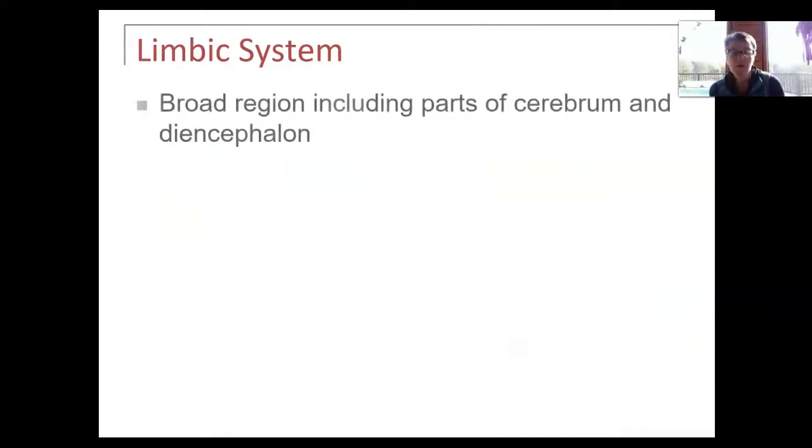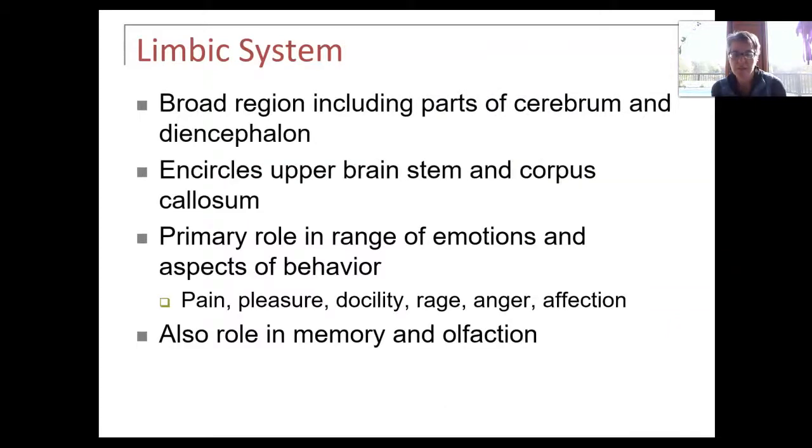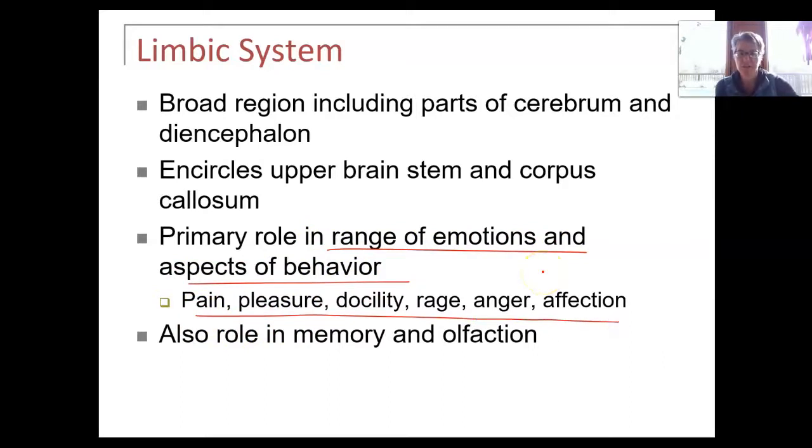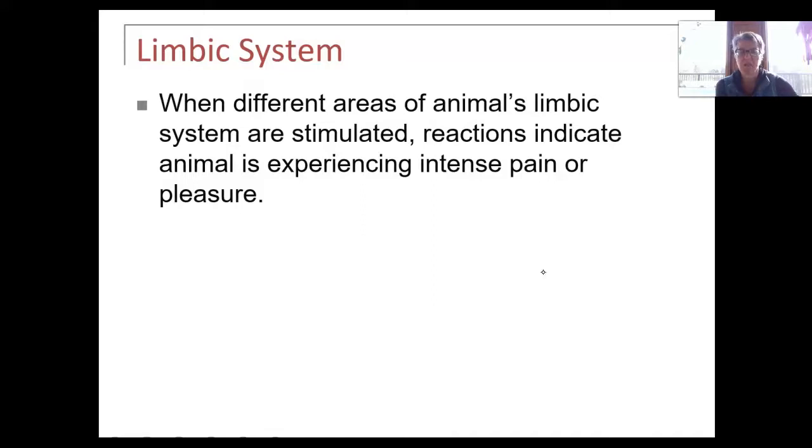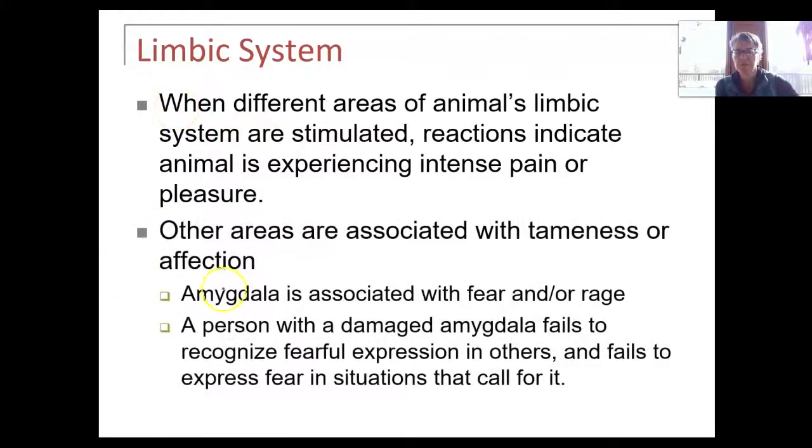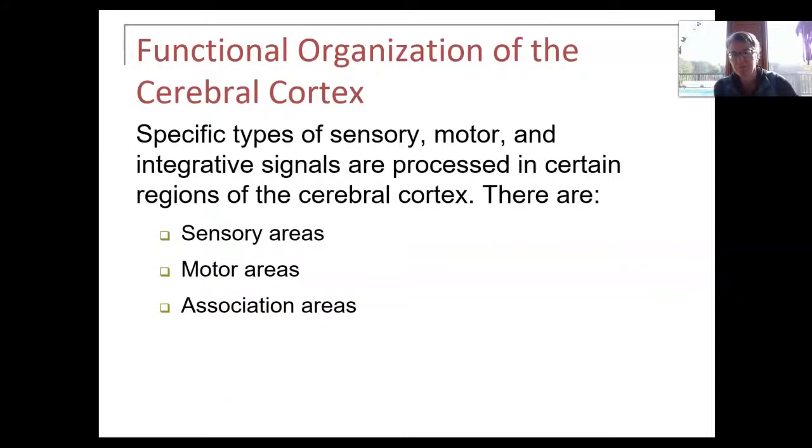Here's more on the limbic system and its locations. Range of emotions, right? So emotional brain: pain, pleasure, rage, anger, affection, docility. So this is kind of cool. Part of the limbic system is the amygdala. You guys always seem to like that area. If somebody has a damaged amygdala, they're unable to recognize fear in others, and therefore they are unable to express fear in a situation where they should be afraid. I think that's kind of cool.